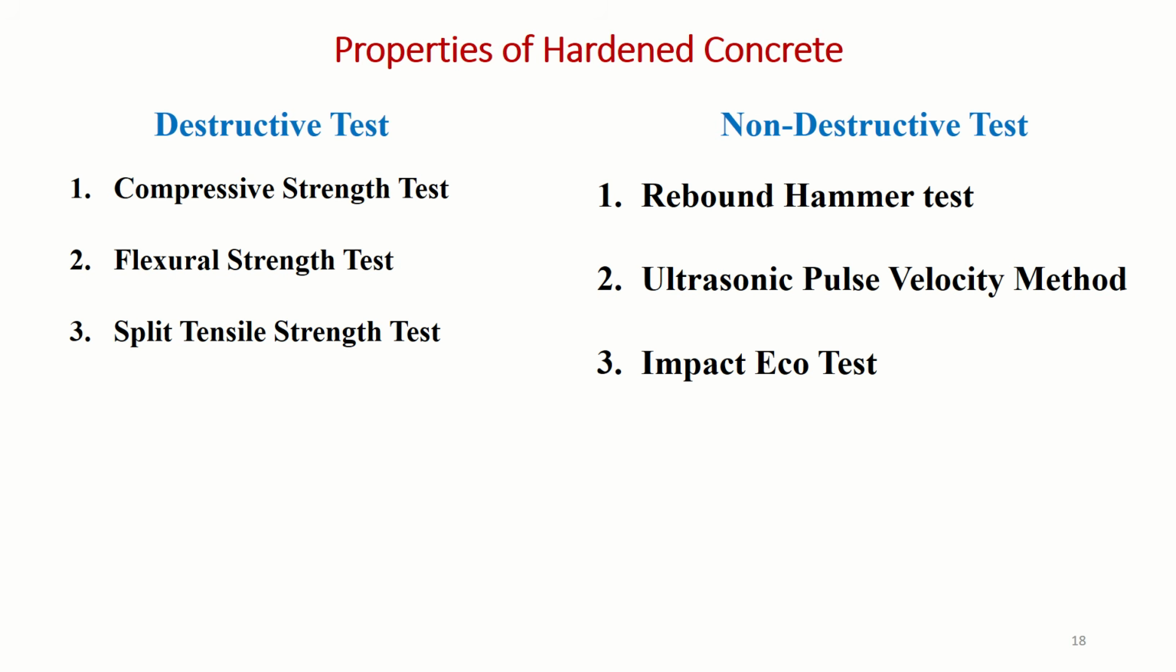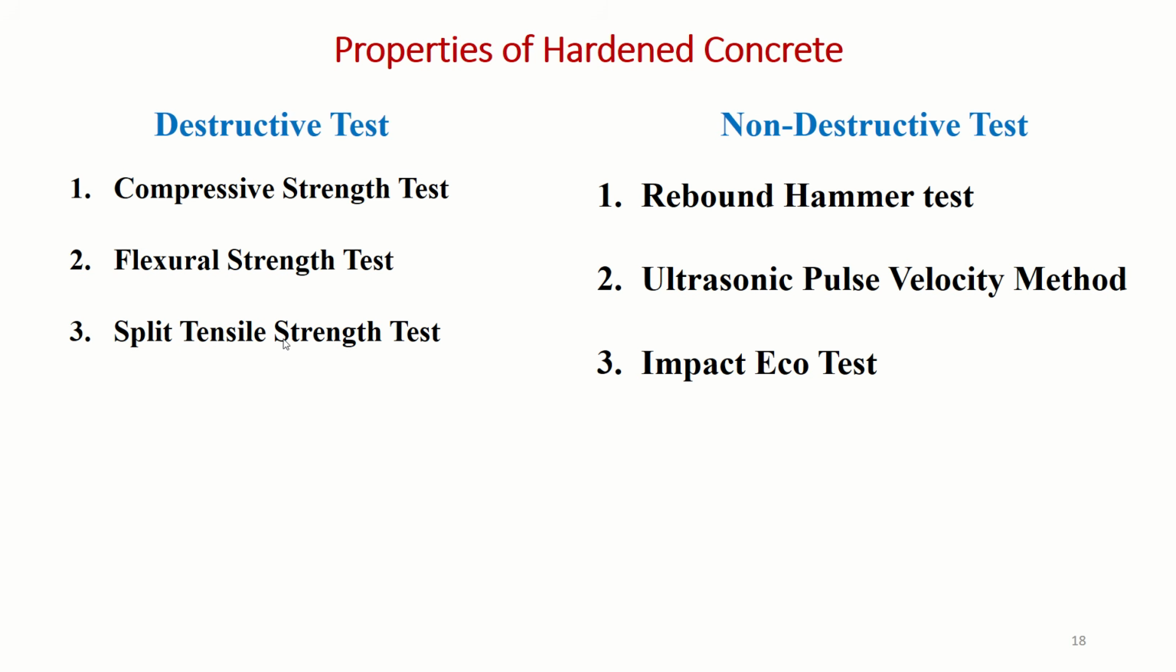Now coming to the properties of hardened concrete, to know the exact strength of the concrete, in the laboratory we are conducting destructive tests, or in the field we are conducting non-destructive tests. In the lab we have the compressive strength test, flexural strength test, and split tensile test, whereas non-destructive tests are the rebound hammer test, ultrasonic pulse velocity method, and impact echo test. Destructive test means we are casting beams, cylinders, and cubes, and breaking them with the help of CTM, UTM. That's why it is called a destructive test.